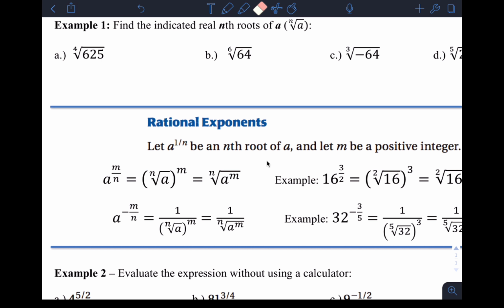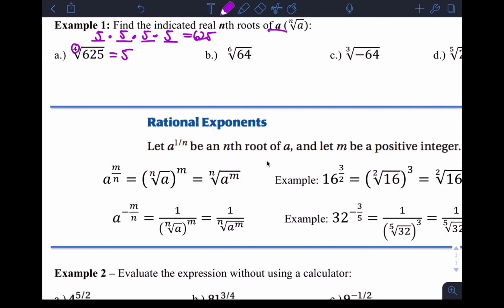So for example 1, the question is find the indicated nth roots of A. And so again, what this question is asking is which number do I multiply by itself 4 times to get 625. So basically number times a number times a number times a number must be 625. That's really the answer to the question. So it turns out that it's 5 times 5 times 5 times 5. That's 625. So you can think about it this way and just say the answer is 5.